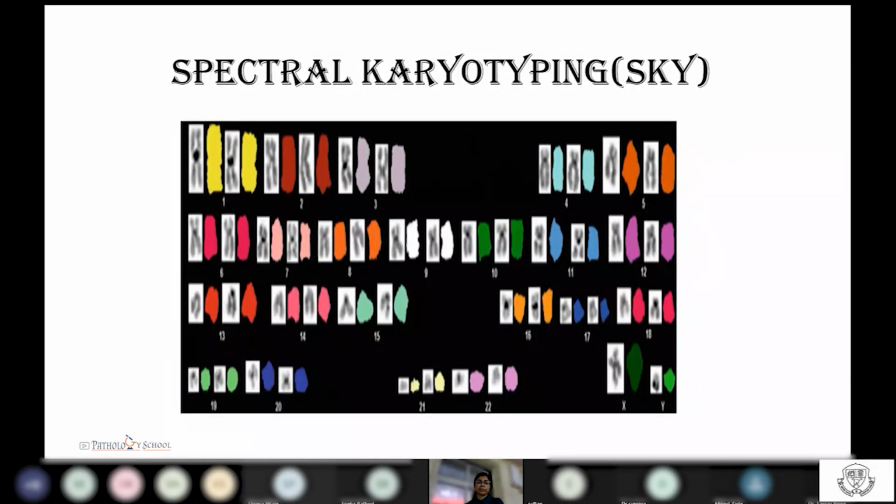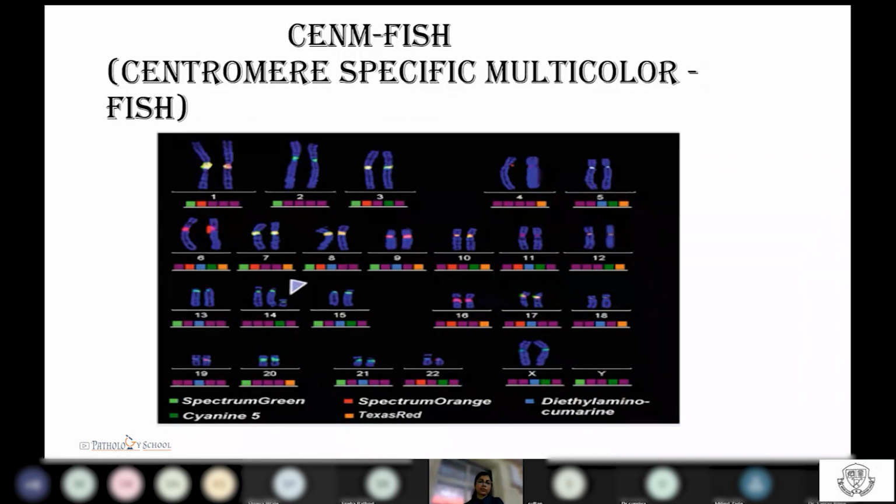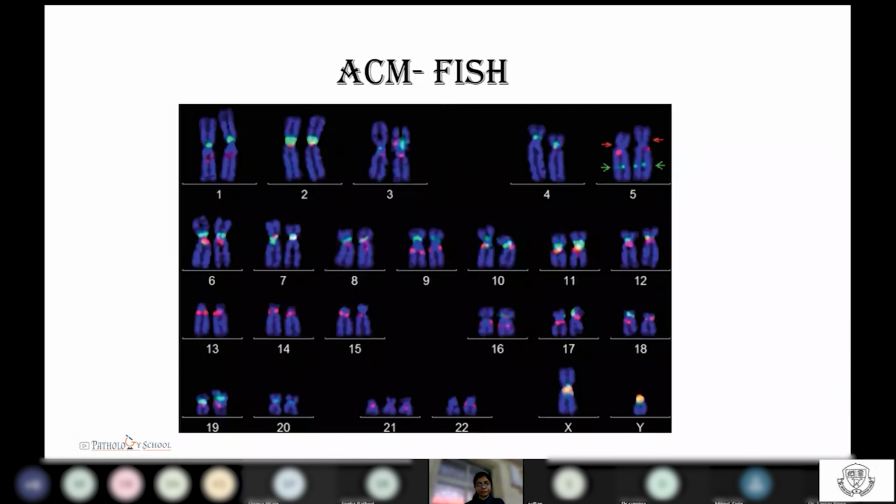Then is your spectral karyotyping or SKY. In this, karyotyping is done along with your multicolor fish, in which each chromosome is colored in a different color. This is mainly used when your karyotyping is of poor quality. You will use spectral karyotyping. Then is your centromeric specific multicolor fish. In this, only your centromere regions are color coded in different colors. This is to see if there are any intrachromosomal aberrations or any breakpoint in each.